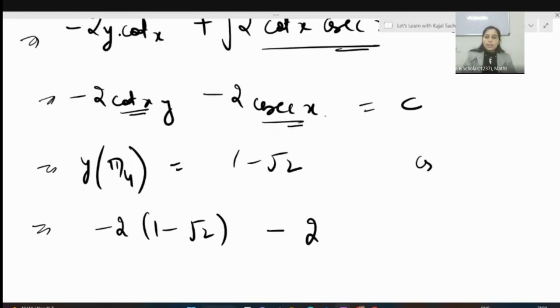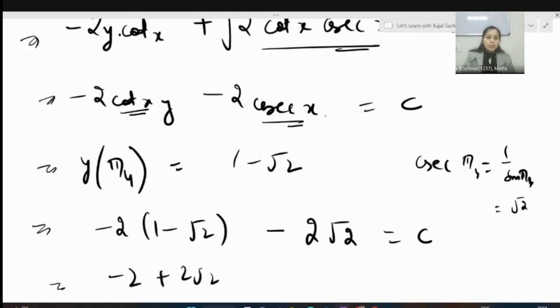Cosecant(pi/4) is equal to 1 upon sine(pi/4), and we know that sine(pi/4) is 1 by root 2, so the reciprocal is root 2. So 2 root 2 is here, is equal to c. So we get the value of c as minus 2 plus 2 root 2 minus 2 root 2 is equal to c. So c is equal to minus 2.